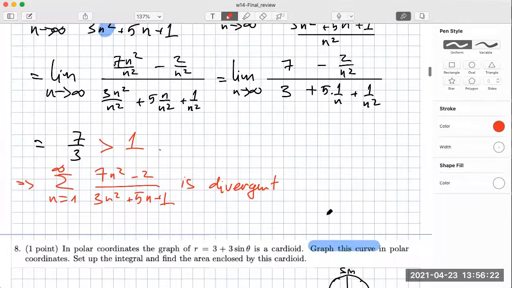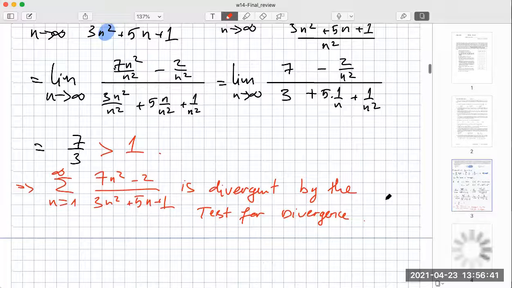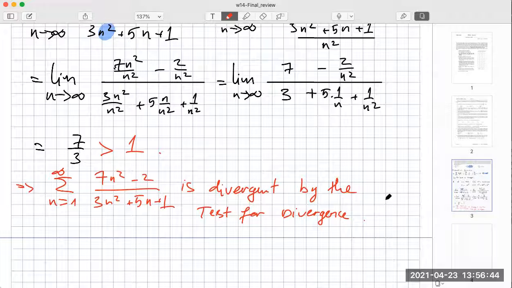And we should state which theorem we use. Here, in this case, it is by the test for divergence. Remember, the test for divergence, we can only apply it when the limit is different from 0. Okay? If it converges to 0, we cannot say anything about this series. We should use a different test.